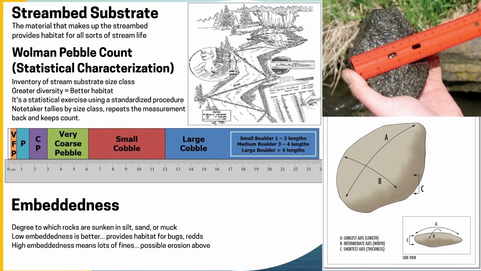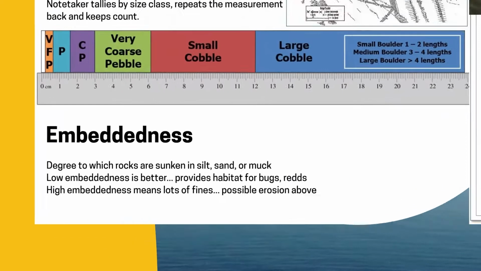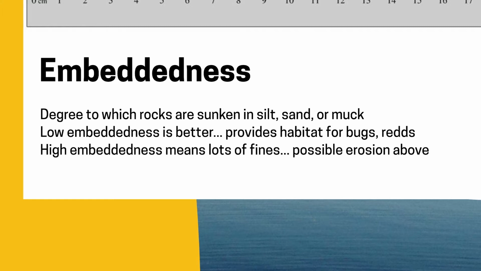The images on the slide and in the handbook will help you to understand that measurement. Embeddedness is the other assessment technique that describes the nature of the materials that make up the bed and banks of a stream. It refers to the extent to which rocks are covered up or encased with fine sediments. Rocks, gravel, cobble, etc., with lots of interstitial spaces provide good habitat for the little bugs and snails and such that live in the stream.